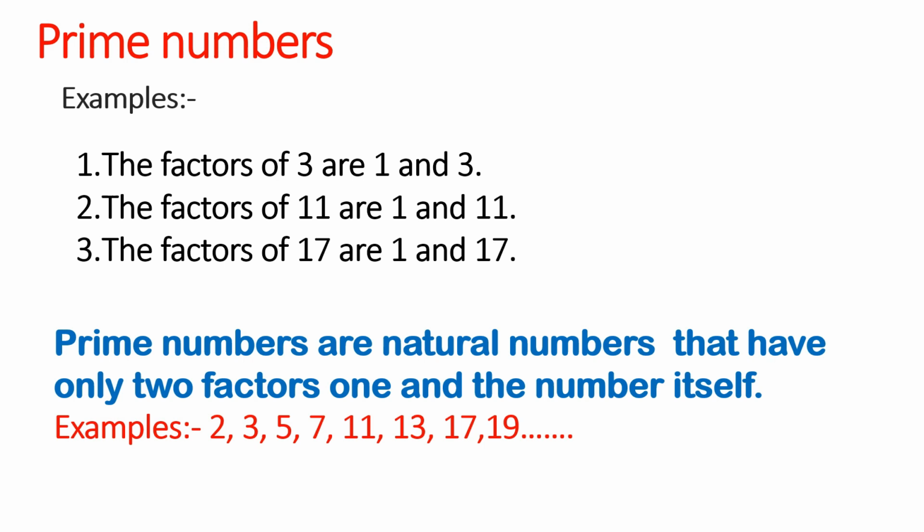All these numbers have only two factors, 1 and the number itself. Okay. So these numbers are called prime numbers. For example, 2, 3, 5, 7, 11, 13, 17, 19 and so on.